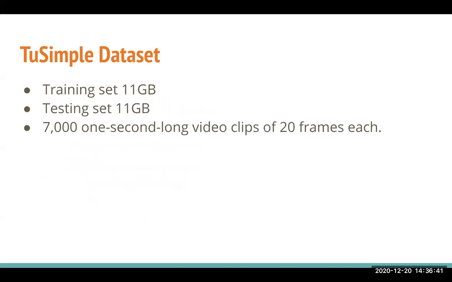The TuSimple dataset is very large. 11 gigabytes of training images and 11 gigabytes of testing images, totaling 7,000 one-second-long video clips of 20 frames each. Our goal is to take the images in, detect the lane for each frame, and concatenate them into a video.